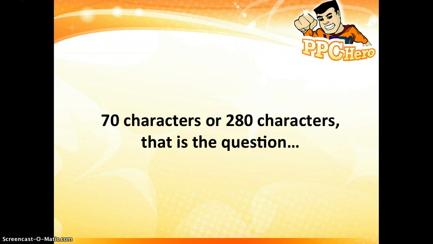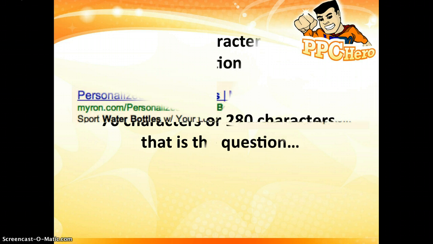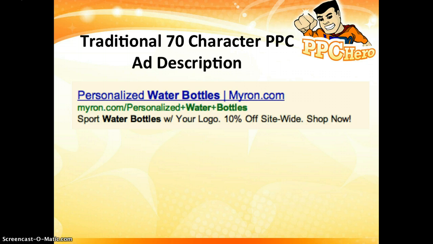So, 70 characters or 280 characters? That is the question. Here we have an example of a traditional 70 character PPC ad description. You'll notice that they mention sport water bottles with your logo, 10% off site-wide, shop now.